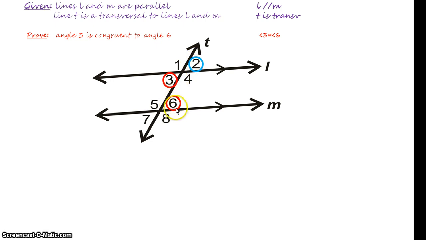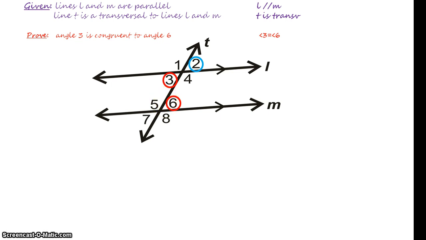Let's look at angle 6 here. Angle 6 is above line M and to the right of the transversal. Let's look up here at line M. What angle is above and to the right? That's angle 2. So angle 2 and angle 6 are corresponding angles, and we have a postulate that states that those two angles are congruent.